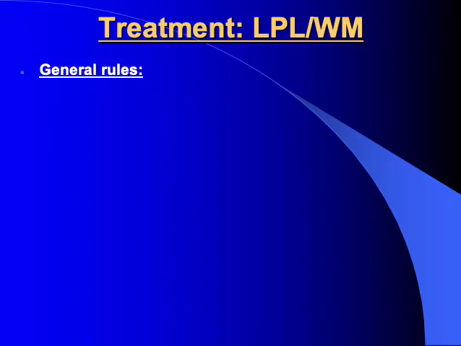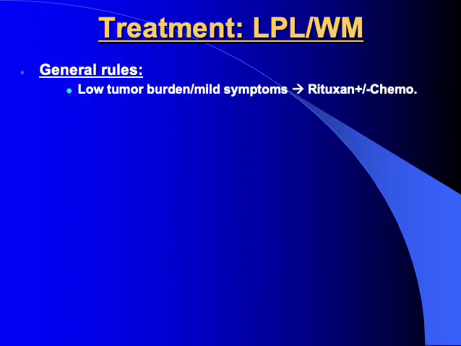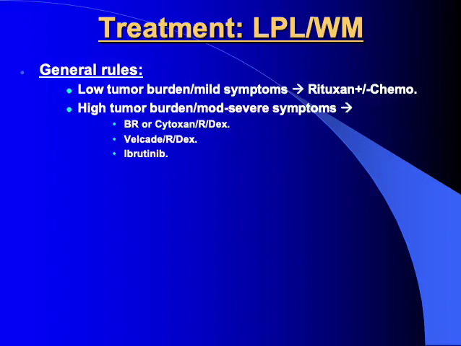General rules: low tumor burden, mild symptoms, rituximab with or without chemotherapy. High tumor burden, moderate to severe symptoms, those we treat with immune therapy and chemotherapy, rituximab and bendamustine, or Cytoxan, dexamethasone and rituximab, Velcade, dexamethasone and rituximab, or non-chemotherapy ibrutinib, an oral therapy.